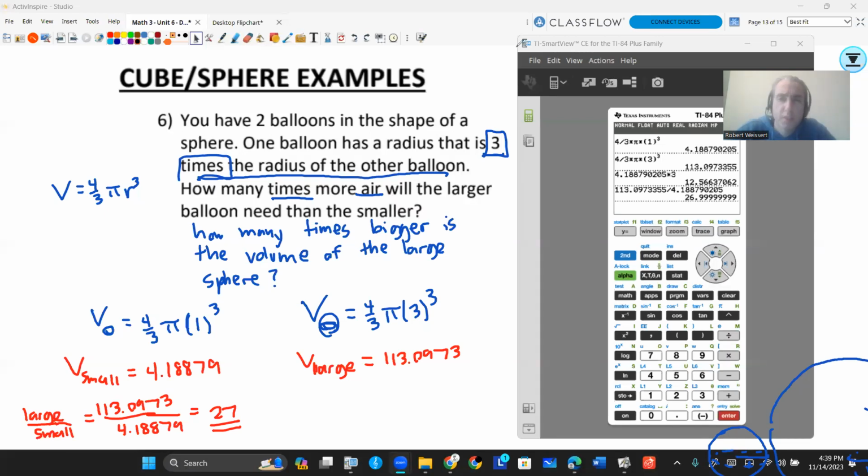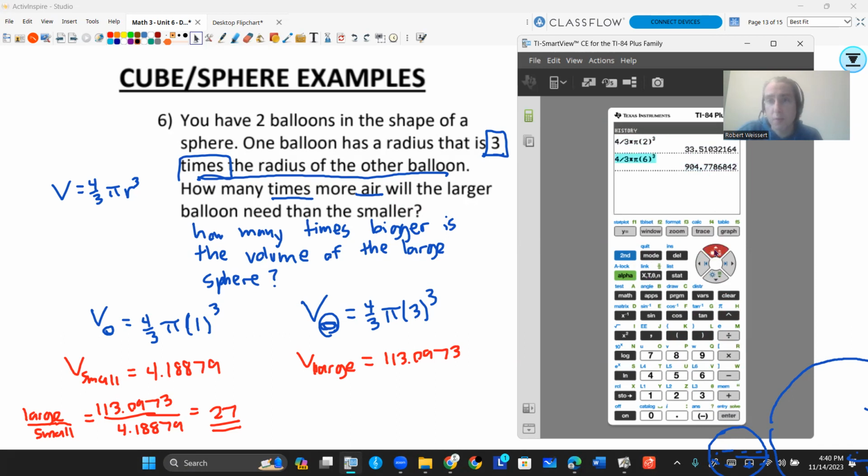And you can ask the question, is that going to work with every number that you plug in for the radius? So if I decide I want my radius to be like 2 and 6, would that still work? We can find that out. If I plug in 2, let's see what I get. So if I plug in 4/3 times pi times 2 to the third power, I get like 33.5. And then if I do the same thing, but I plug in 2 times 3, which is 6, I get 904.77.